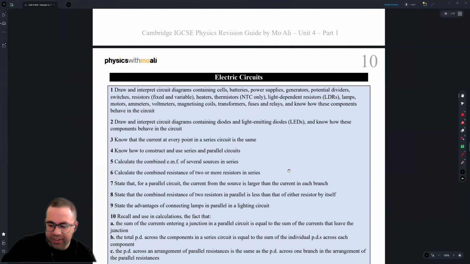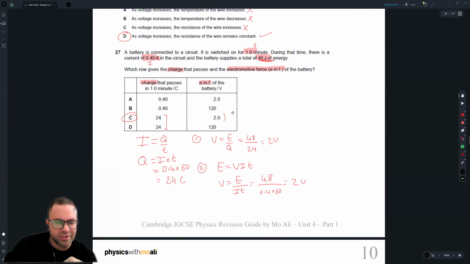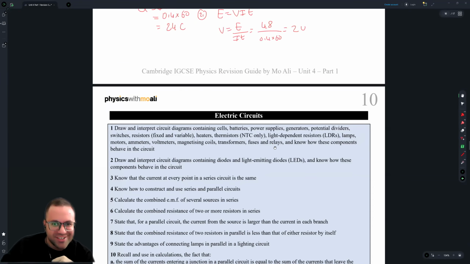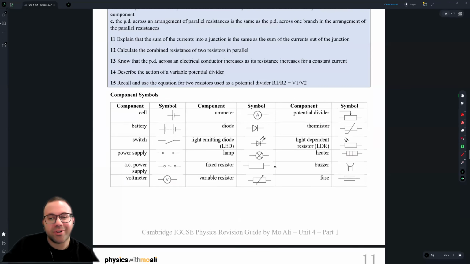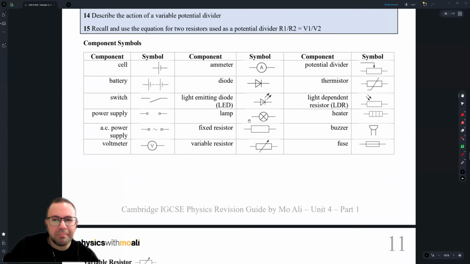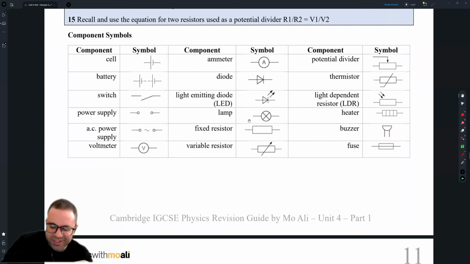Next. Oh, yeah. Time for the good stuff. Let's talk about circuits. But these were circuits. Yeah. Let's talk about bigger circuits. Let's first talk about all of these components. Now, you don't have to memorize them perfectly 100%. It's good that you remember what they look like, but you don't have to memorize them all, okay?